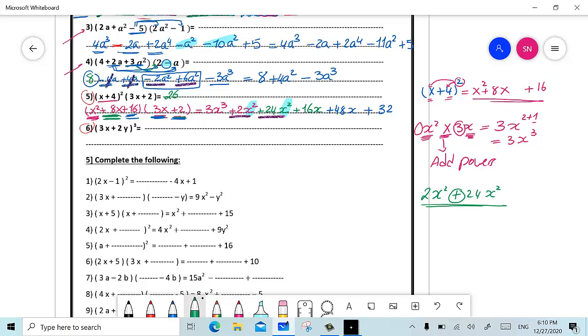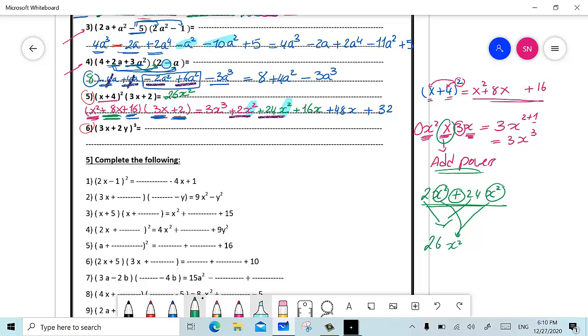So when I'm adding like terms, I will add my coefficients. 2 plus 24 is equal to 26. And my variables, since both of them are x squared, are going to remain as x squared. We only add powers when we are multiplying. So here this is going to be 26x squared.